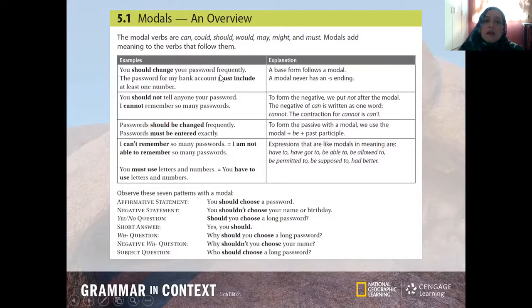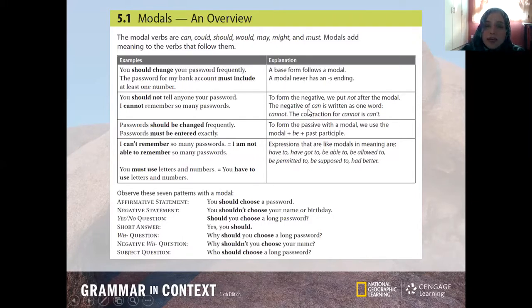And the modal will also not have an S at the end to indicate that this is singular. Okay, so basically, the modal verb and also the main verb must be in the base form. It doesn't matter whether the subjects are singular or plural. Okay, now let's look at the next one.